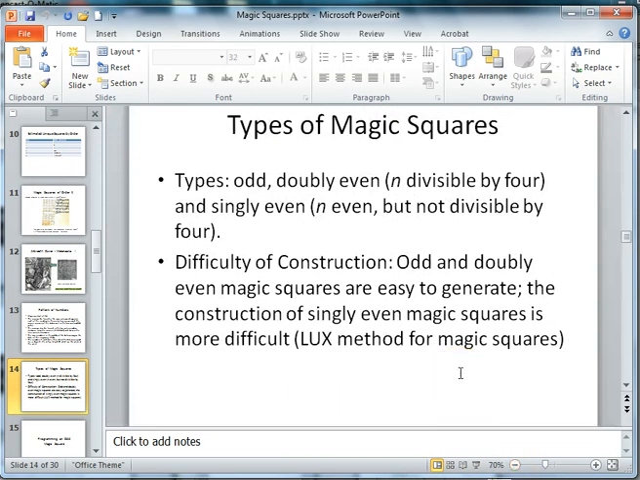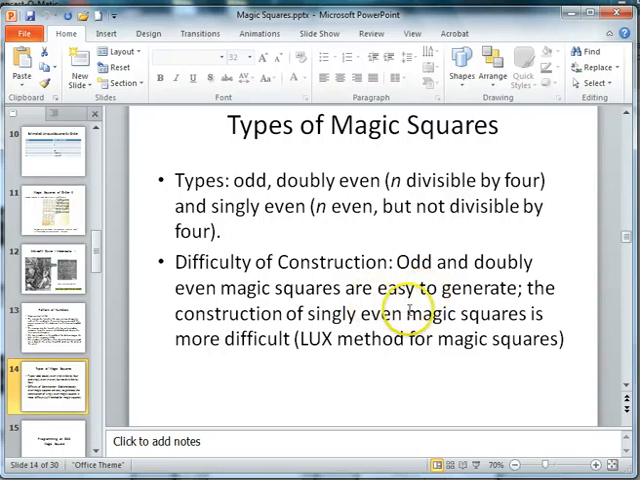Okay, so there are two basic types of magic squares. In this project, we're going to only deal with the odd ones, but there are also what we call doubly even, which means that the number of columns or rows is divisible by 4, and singly even, which means that they are not divisible by 4. So a 4 by 4 or an 8 by 8 would be doubly even, where a 6 by 6 would only be singly even.